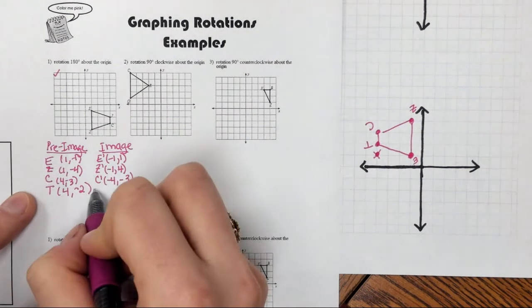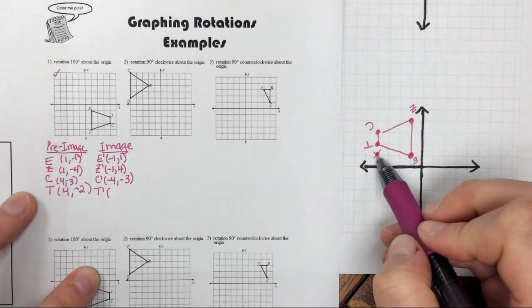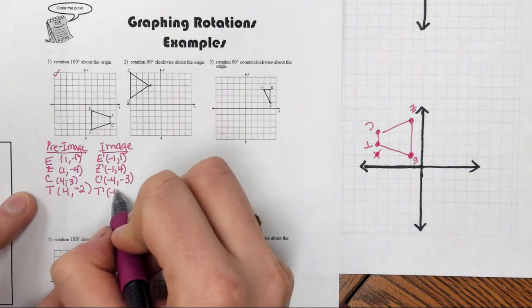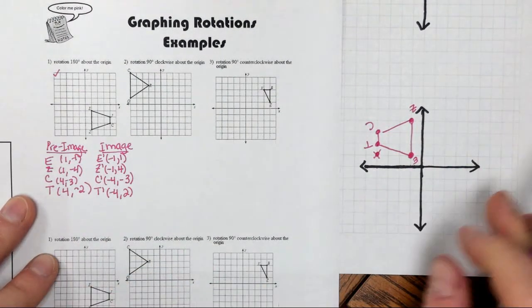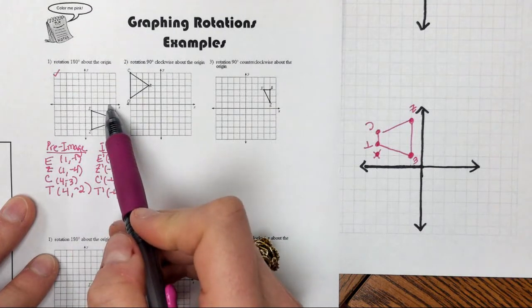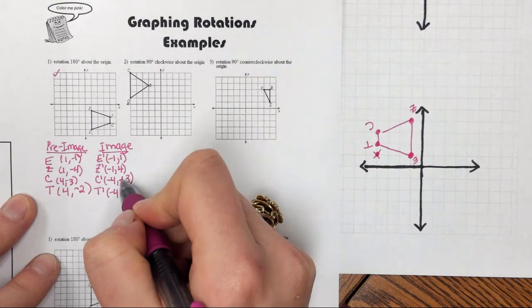And T prime is at the point -4, 2. And I made a mistake here. C, my original C, is at the point, oh no, 4, 3. This one should be 4, 3, positive Y.